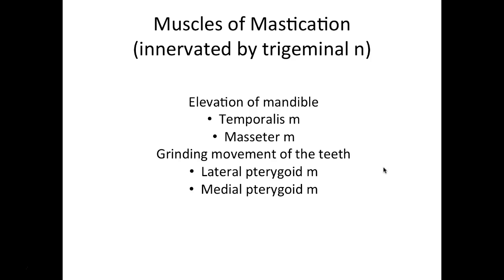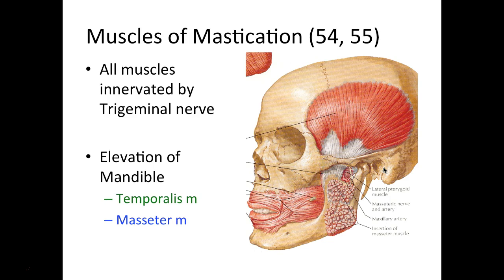Next, we have muscles of mastication, and these are all innervated by the trigeminal nerve, which is also cranial nerve number 5. So I've divided these up based on action. The first action we're going to talk about is elevation of the mandible. So here we have the temporalis muscle, and you can see it's right over the temporal bone, but it's going to insert itself onto the coronoid process of our mandible.